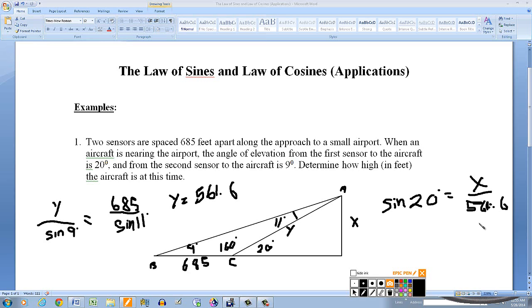Okay, so that's X divided by 561.6. To solve for X, I would simply multiply both sides by 561.6. So basically, I would have 561.6 times the sine of 20. And that comes out, using your calculator, to 192.1. And that's in feet.